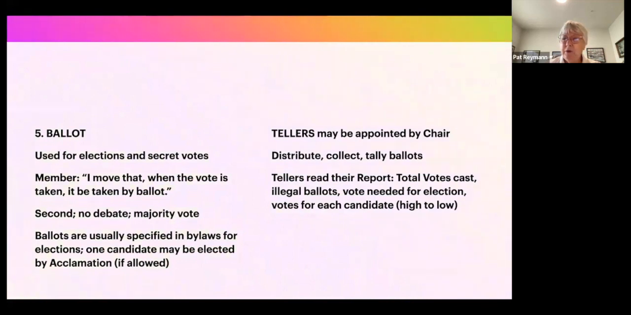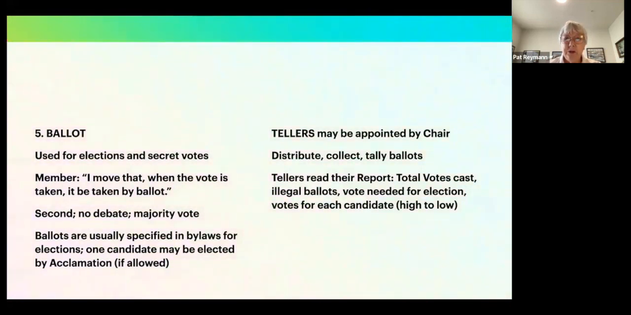And then the vote needed for election might just be plurality, or it might be majority. If it's majority, then the tellers would tell how many votes that would be. So if the total votes are 100, then majority would be 51. And then the votes for each candidate, going from the highest to the lowest.